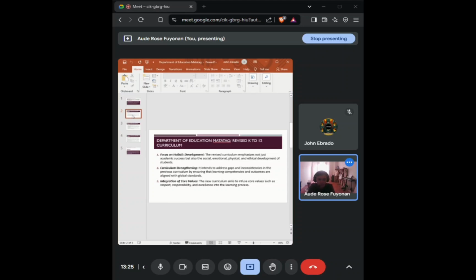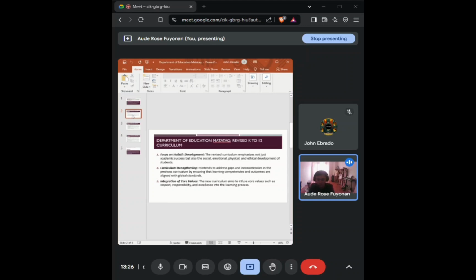This emphasizes the ethical values, the development of the students in their emotional well-being, physical well-being, their empathy and responsibility as well. So it demands the ethical development of the students. Second is curriculum strengthening. It addressed the gaps or inconsistencies of the previous curriculum. So there is an improvement over the last curriculum.